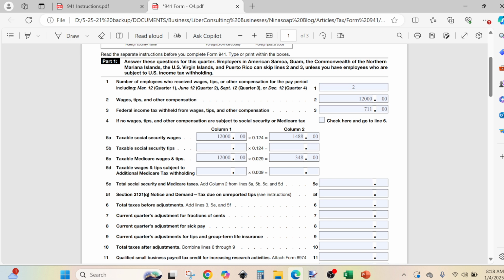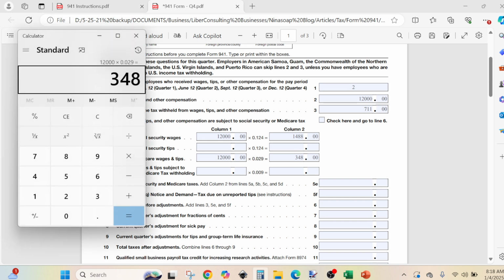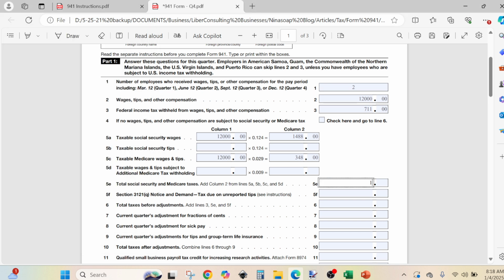Line 5E, total Social Security and Medicare tax, is going to be the total of column 2s. So we are going to use our calculator here. 348 plus 1488 is 1836. So we are going to enter 1836, and then we are going to open our, no, hold on, line 5s. What we will put there.